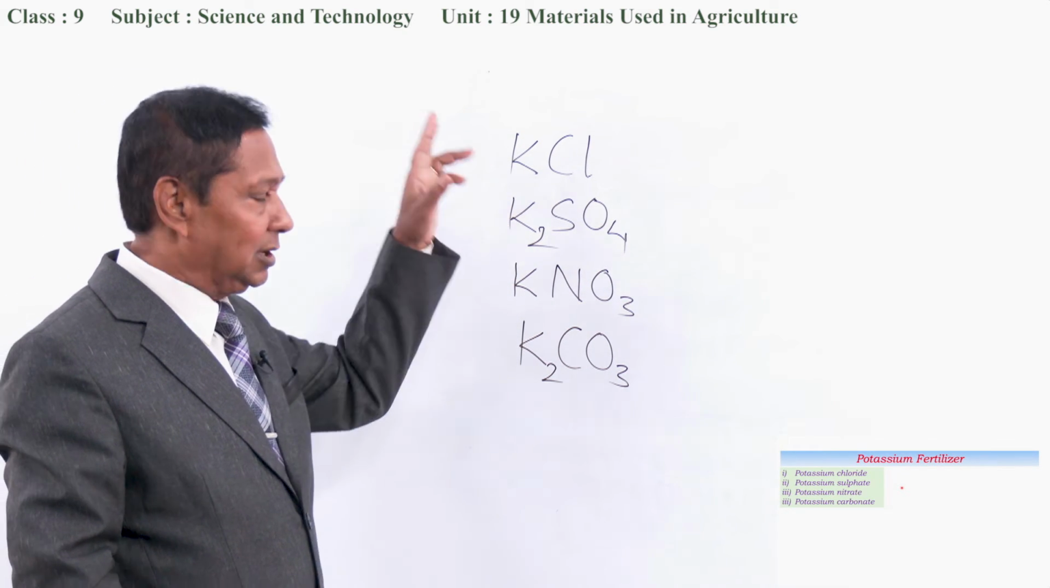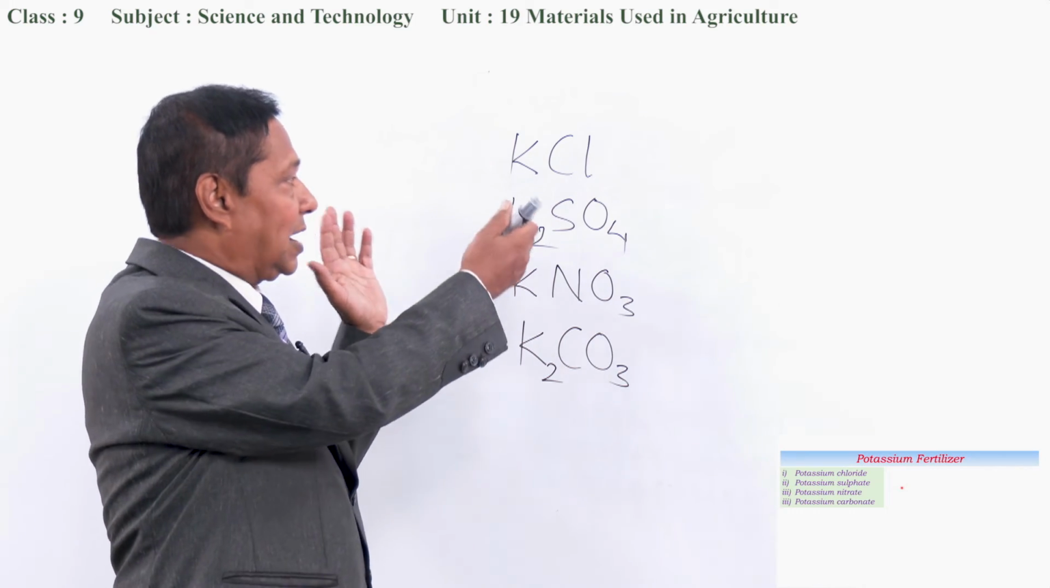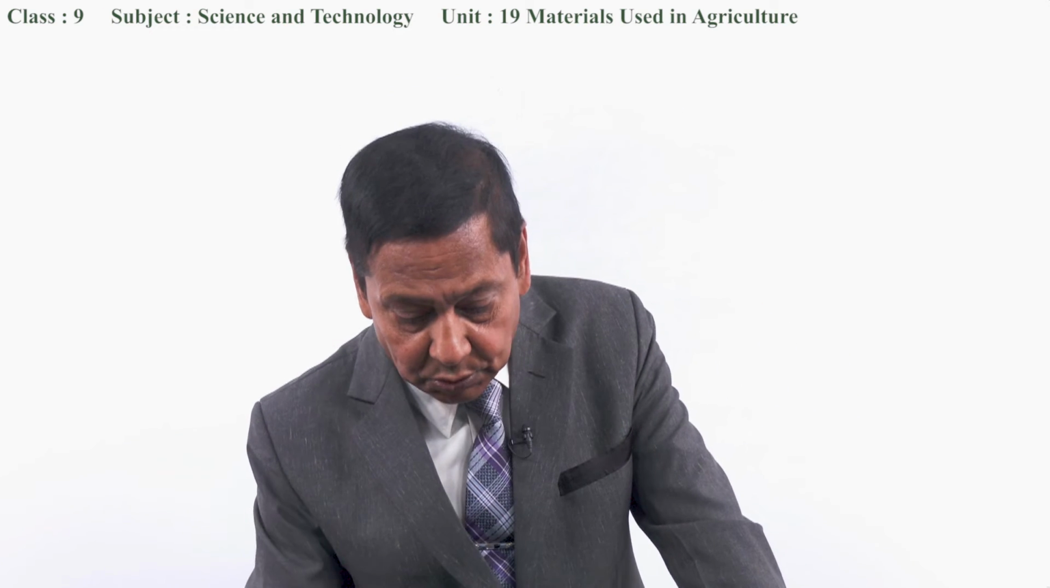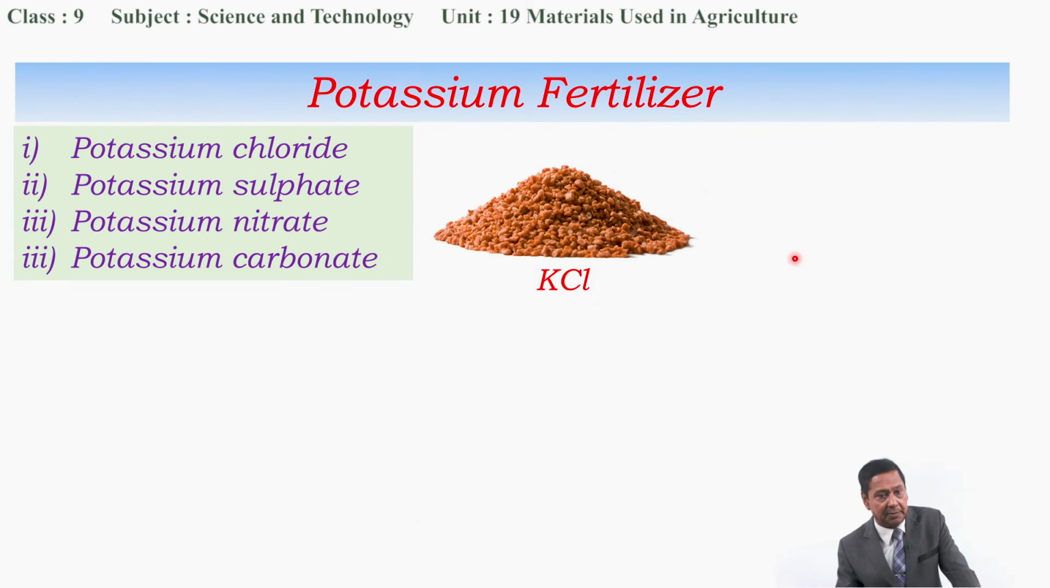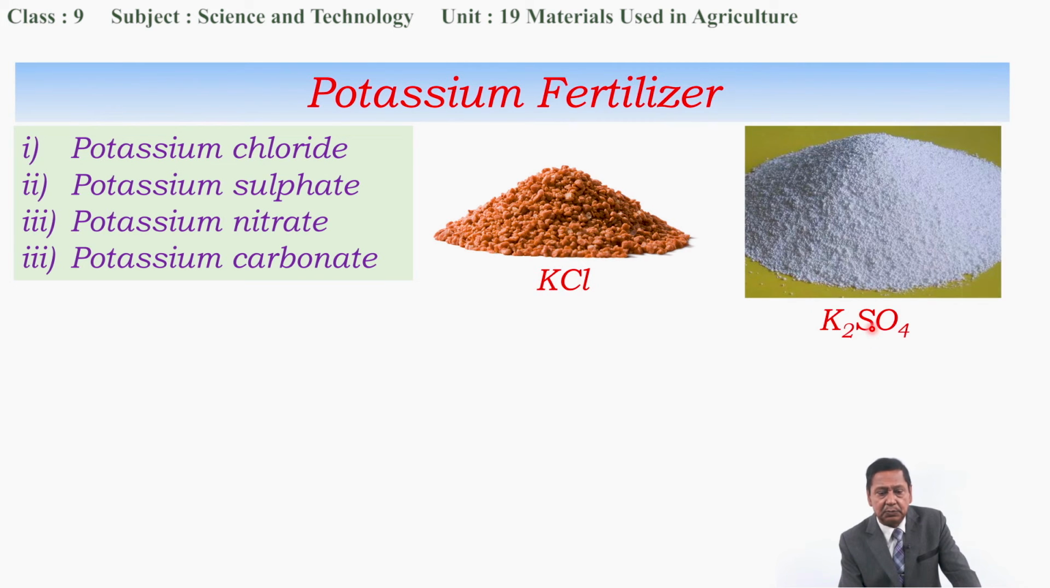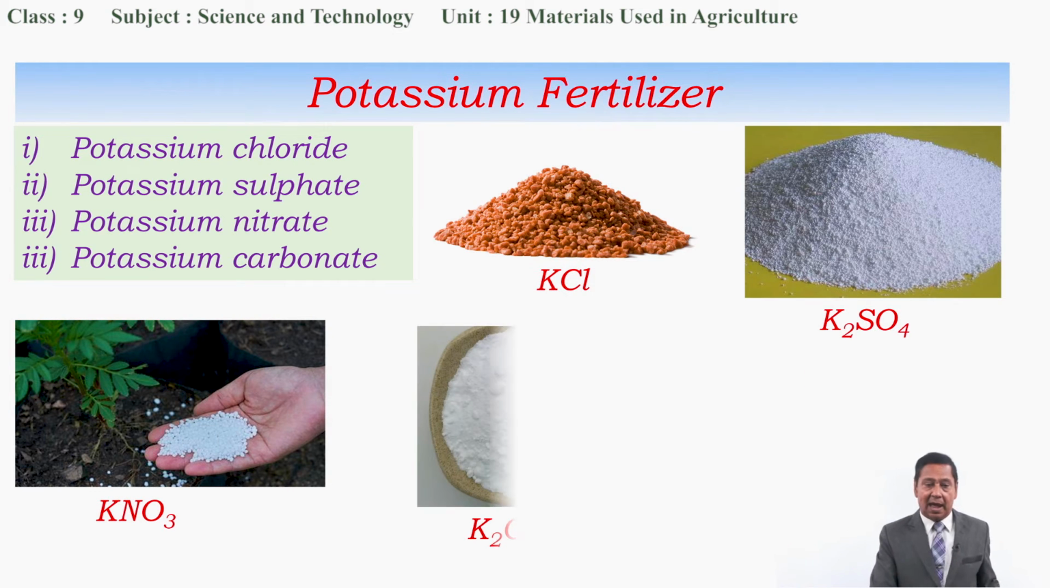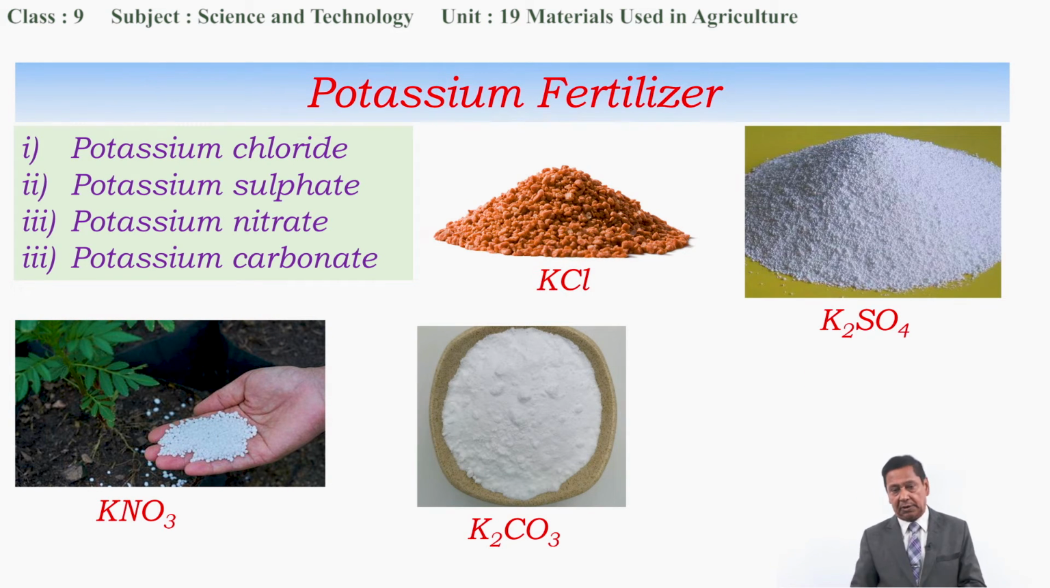You have to remember the formulas of these potassium fertilizers. Okay, now how do they appear? Their appearance, I want to show the appearance of each of them. This is potassium chloride, it appears like this, and this is potassium sulfate K2SO4, and this is potassium nitrate, and this is potassium carbonate. These are the salts which are directly used in the field in the proper amount.